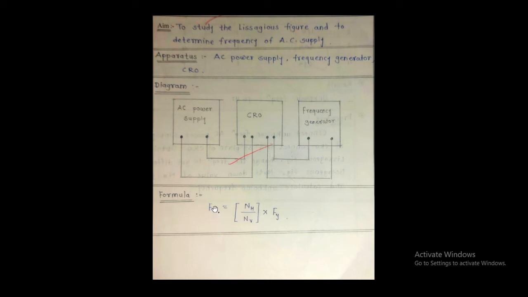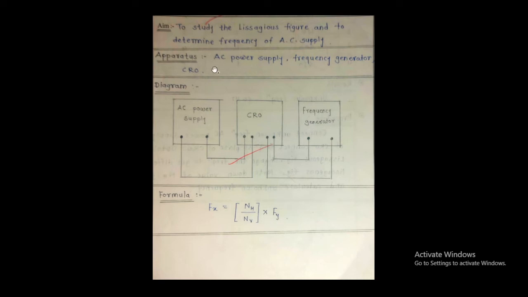Now we are using here the formula Fx equal to Nh upon Nv into Fy. Now what is the interpretation of this equation? Fx is equal to frequency of the X plate, frequency of the AC supply applied to the X input or X plate of this CRO, and it is expressed in terms of frequency of Y plate or Y input with the help of this multiplier, that is Nh upon Nv. Nh is the number of horizontal loops cut by the line, and Nv is the number of vertical loops cut by the line. Fx equal to Nh upon Nv into Fy.